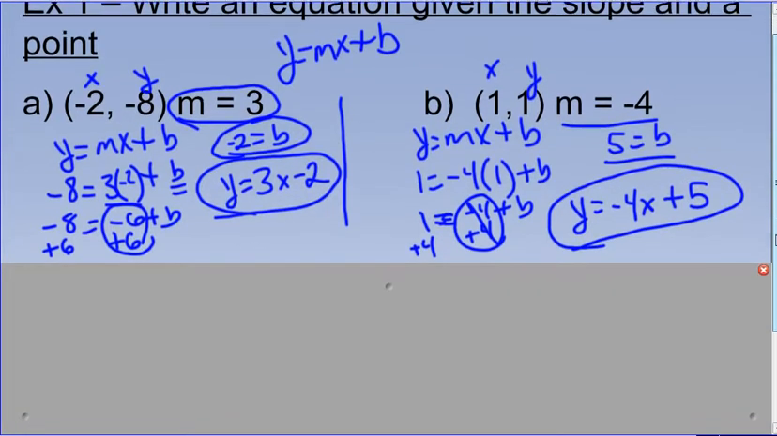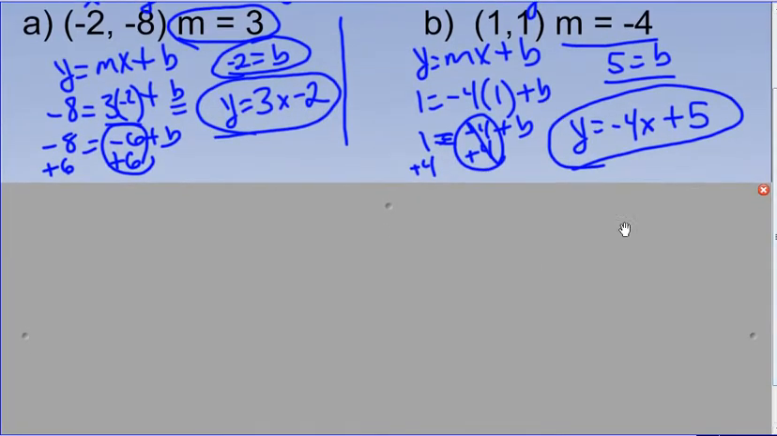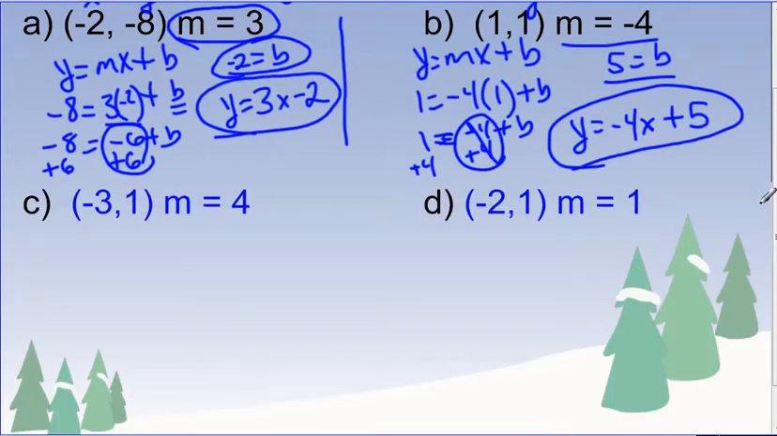Alright, so we did A and B. I would like you to please do C and D. Go ahead, copy the problems down, pause the video, do the 2 problems on your own. Hit play when you're ready to check over a piece of the problem, or you're ready to go over them together.